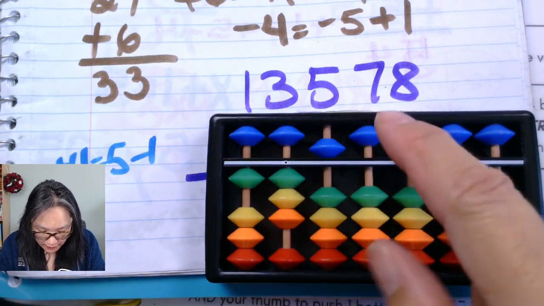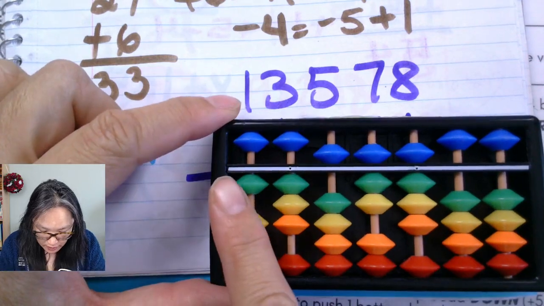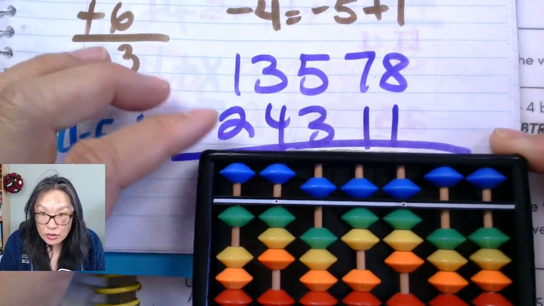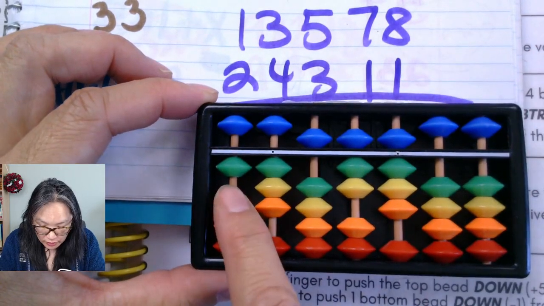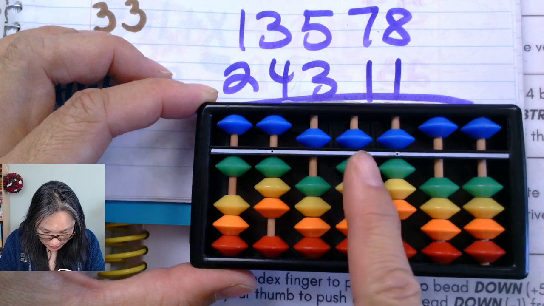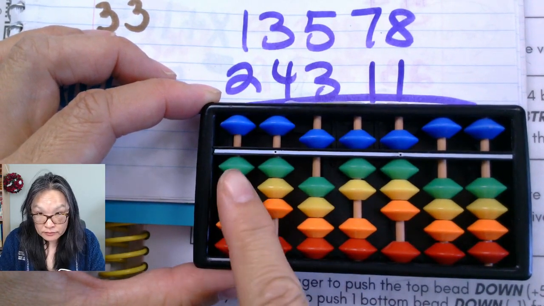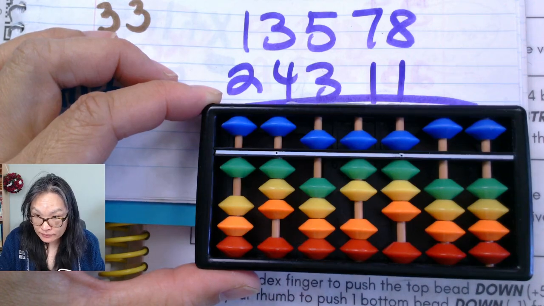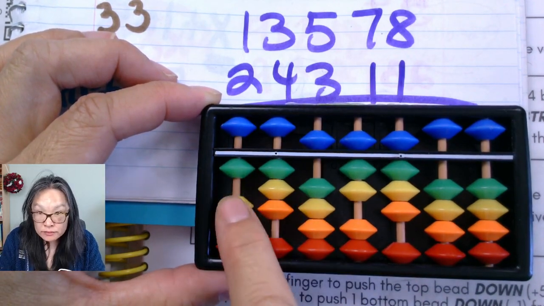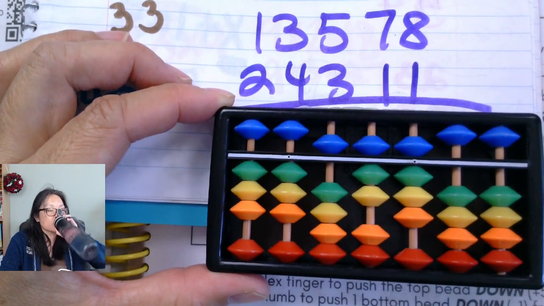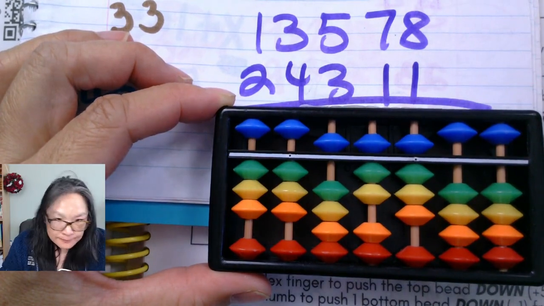So here's my number. Here is a bigger question, right? That's the bigger question. So when I have 1, 3, 5, 7, 8, I have 13,578. And then what am I going to do? I'm going to add 24,311. So the first thing I'm going to do is, can I add the 2, right? Yes, we can. Yes, we can add the 2.